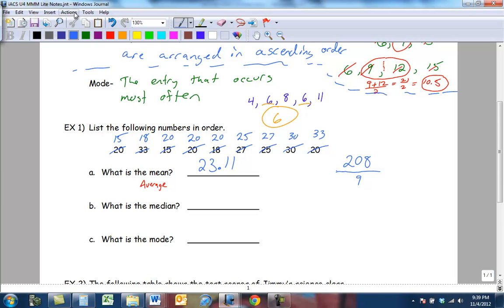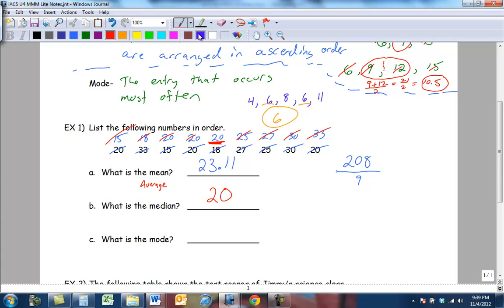Now, the median is what I like to do is I just take the ends, work my way to the middle. All right, so I have 4 crossed out on the left, 4 crossed out on the right. This number here is my middle number, my middle or my median. The median is 20.